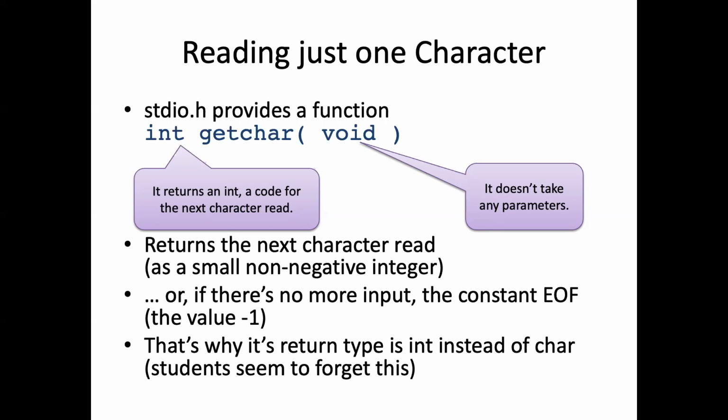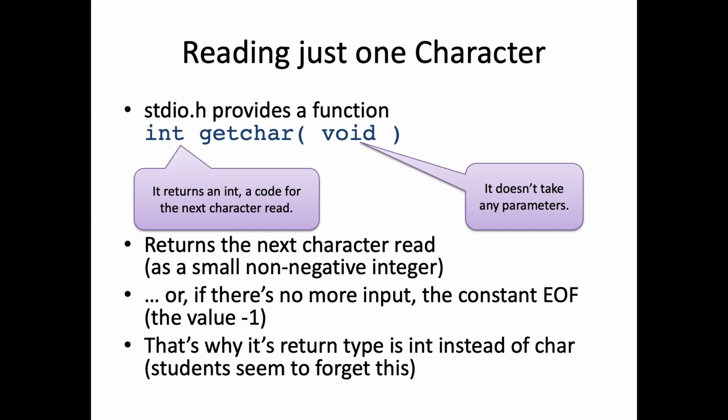So if you include stdio.h, you get access to this function, getchar. I've listed it up there. getchar doesn't take any parameters. In C, the way you can show that a function doesn't take any parameters is you put the word void inside the parameter list, and that tells the compiler you don't have to pass anything to this function, or better, you can't pass anything to this function.